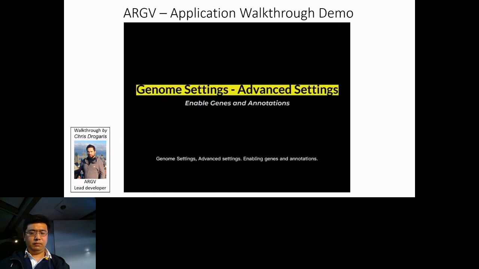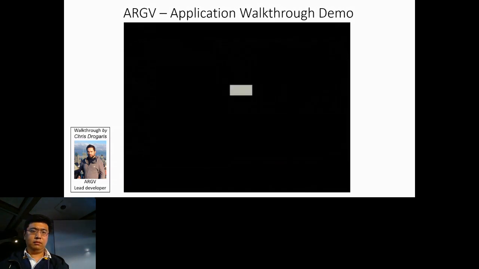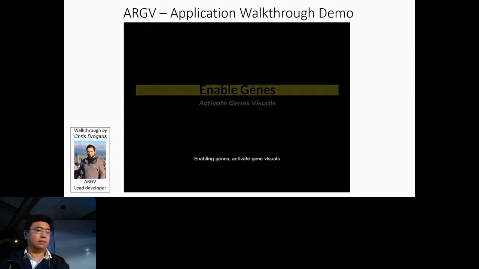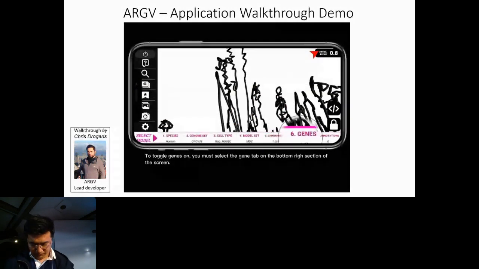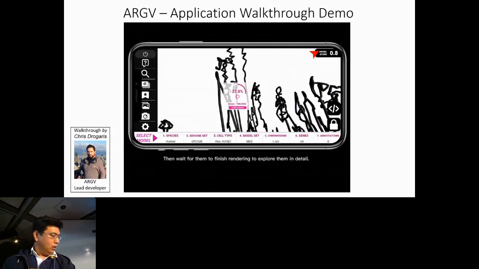Genome settings, advanced settings, enabling genes and annotations. Advanced chromosome settings can be found on the bottom right of the screen. Enabling genes, activate gene visuals. To toggle genes on, you must select the Gene tab on the bottom right section of the screen. Then wait for them to finish rendering to explore them in detail.